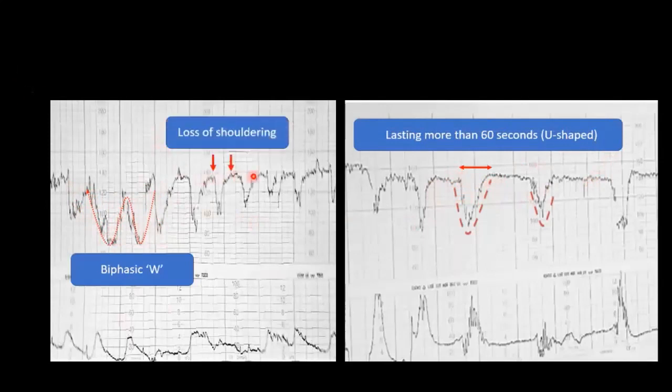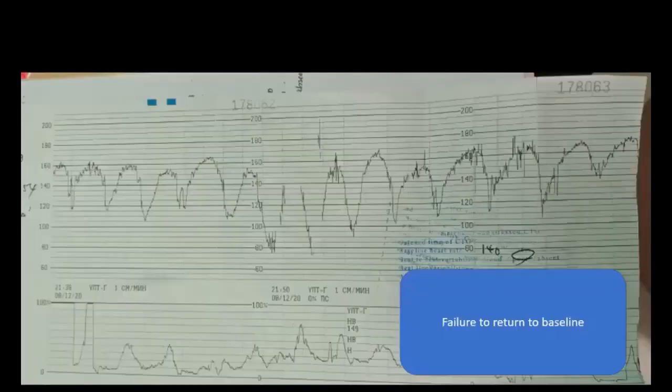And if you realize, there is no shouldering that you could see, so it is flat over here. There's loss of shouldering. And what do we mean by failure to return to baseline? Okay, so you can see this is the baseline heart rate 160. Initially here, after deceleration, it goes back up to the baseline 160.